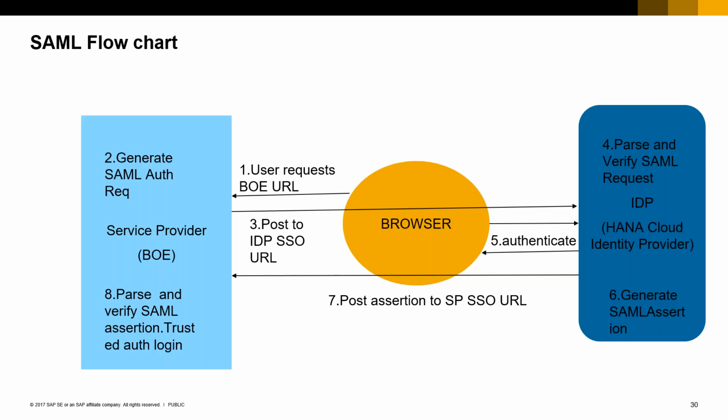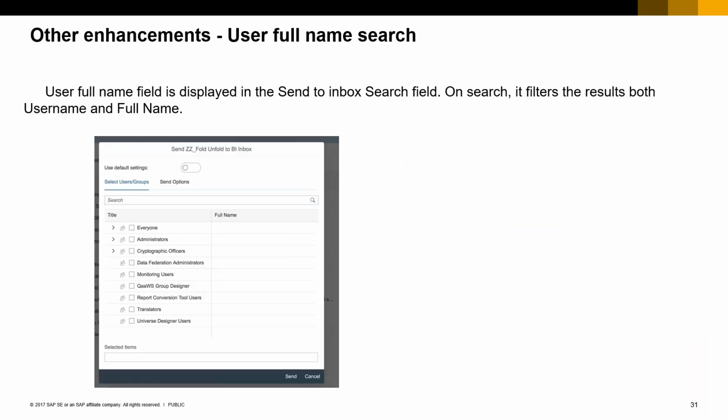This is a quick flowchart. From any IDP, a SAML assertion is sent to the app server. The app server validates it, and then from the app server to the BI server, that's a backend, it's a trust-based authentication. So just so that you are aware, the credentials have to match. Something to be aware of.